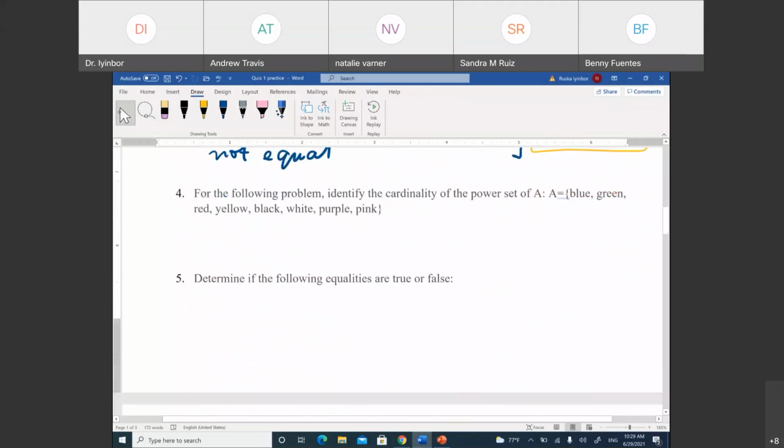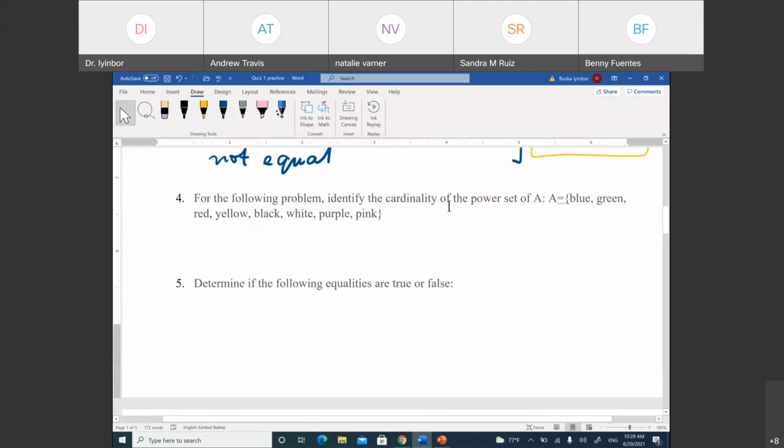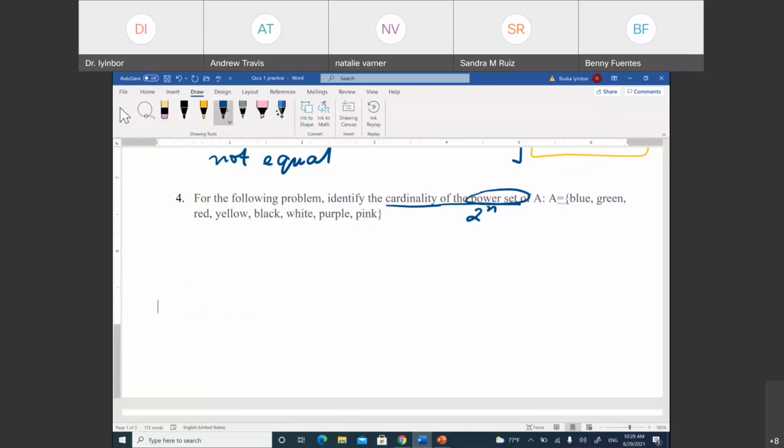The next one says, for the following problem, determine the cardinality of the power set. So what is the cardinality of the power set? Remember 2 with exponent n? So that's the form you're going to use, 2 to the n. That's the cardinality of the power set. That's the keyword here. So the set A is blue, green, red, yellow, black, white, pink, purple, right? So first I need to find n, the cardinality of set A. What is it? How many colors do we have?